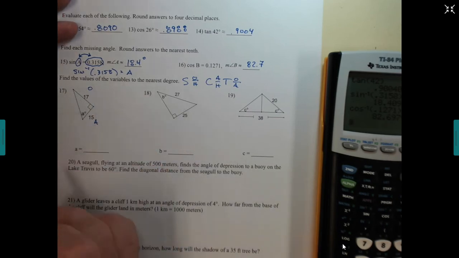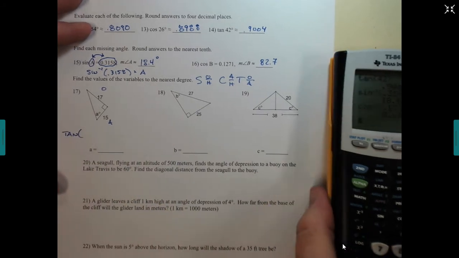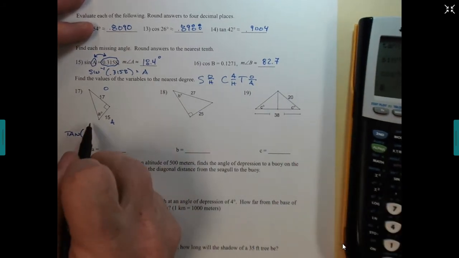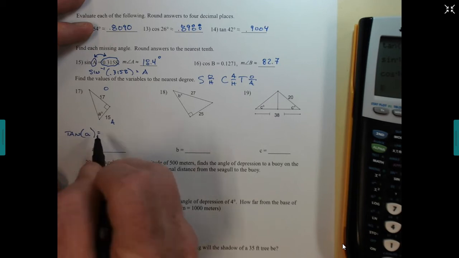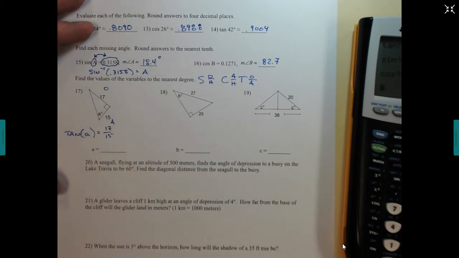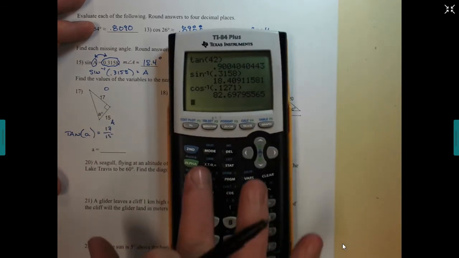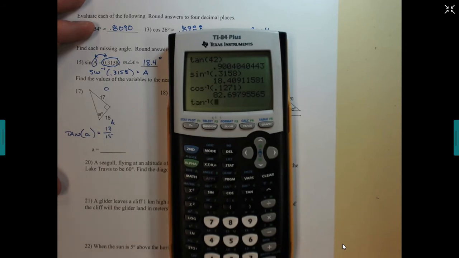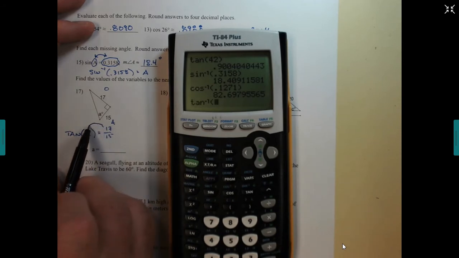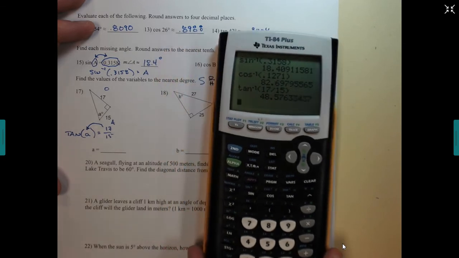So I got O and A. This has got to be a tangent problem. Tangent of the angle has to equal the opposite side divided by the adjacent. If I'm missing the angle, I'm back to doing another inverse problem. So I'm going to do the inverse of tangent, and that's going to put my ratio inside the parentheses. So I'm just going to put in 17 divided by 15. And there's my angle measure.